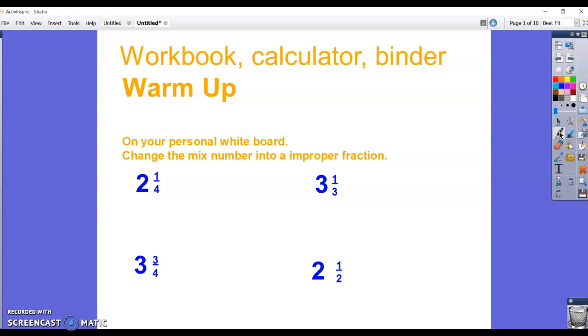So 2 times 4 gives me 8, plus 1 gives me 9, and we keep the denominator the same. 3 times 3 plus 1 is 9 over 3. 3 times 4 is 12 plus 3 is 15. Keep your denominator, and then 2 times 2 plus 1 is 5 over the denominator of 2.